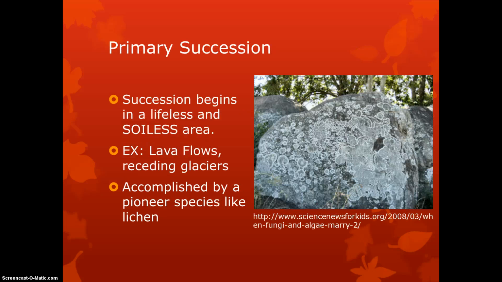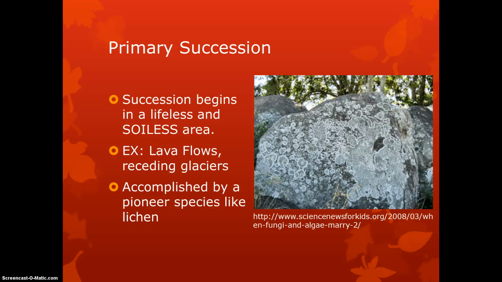There are two different types, and we're going to start with primary succession. In this case, succession begins in a completely lifeless area and an area without any soil, a soilless area. The two examples that you need to know are lava flows. A volcano erupts and lays down a new layer of rock with absolutely no soil, or receding glaciers. Glaciers tend to scrape the surface of the earth and take with them all the soil components, so you're left with bare rock when they finally do recede.